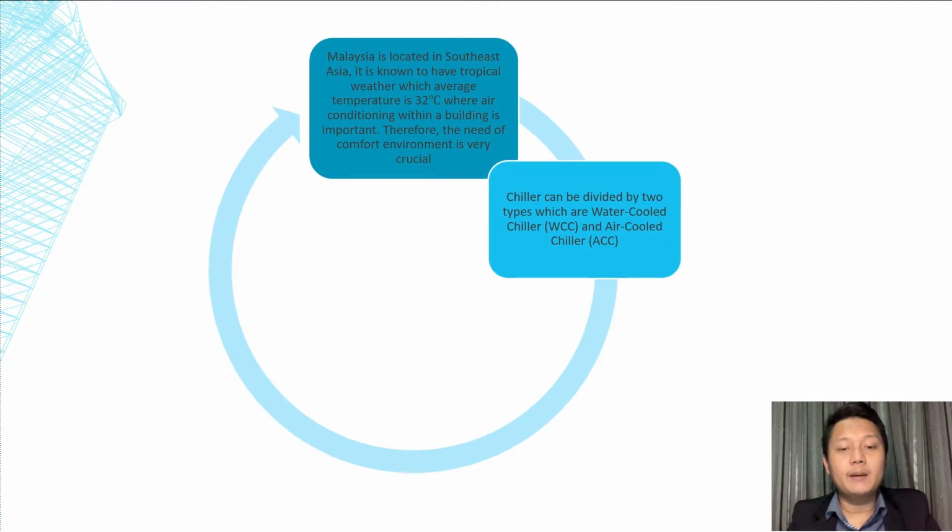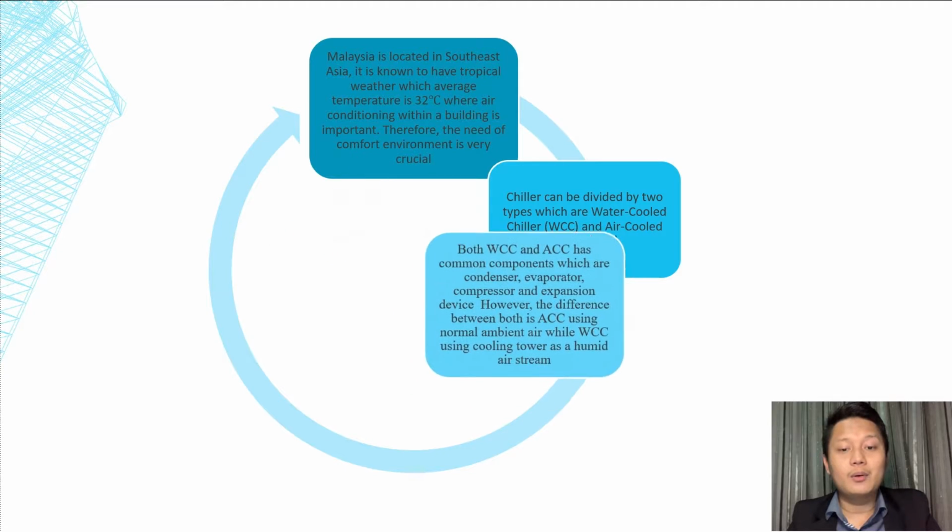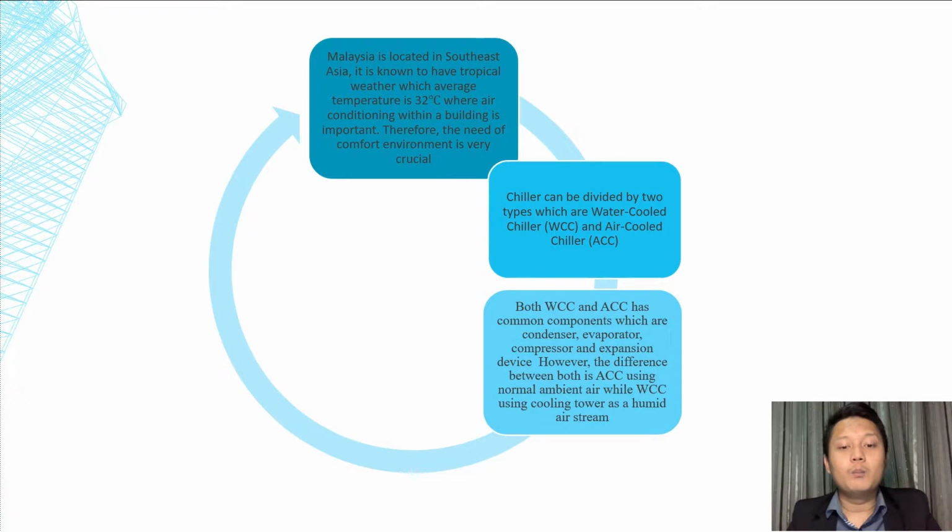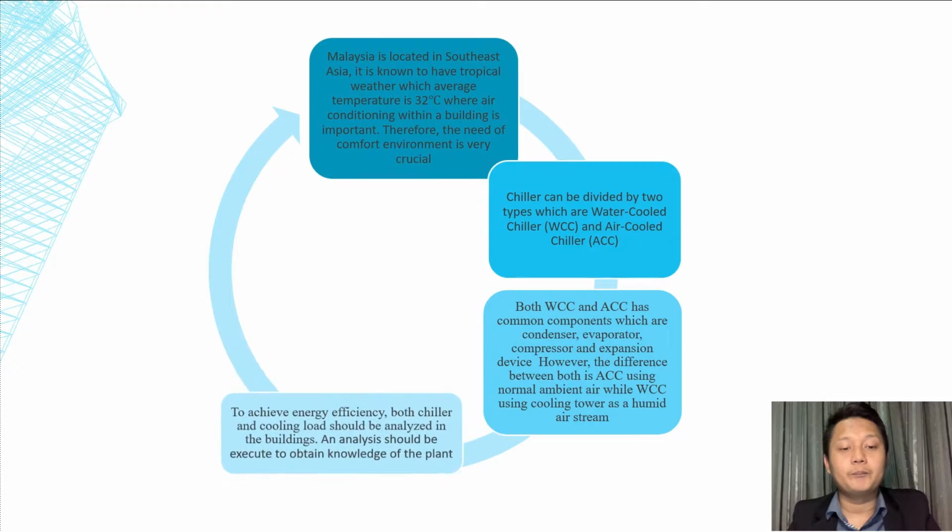Chiller can be divided by 2 types, which are water cool chiller (WCC) and air cool chiller (ACC). Both water cool chiller and air cool chiller has common components, which are condenser, evaporator, compressor, and expansion device. However, the difference between both is air cool chiller using normal ambient air, while water cool chiller using cooling tower as a humid air stream.